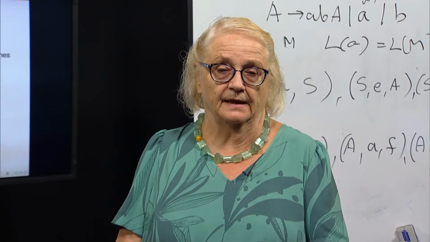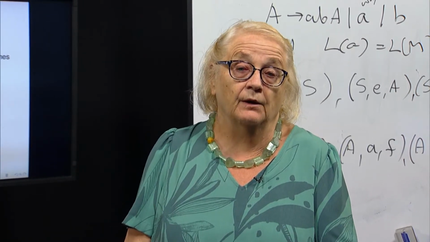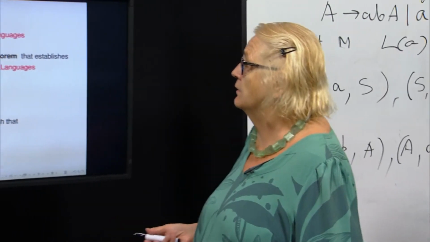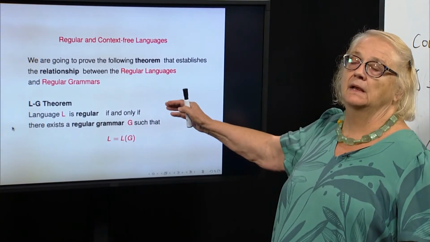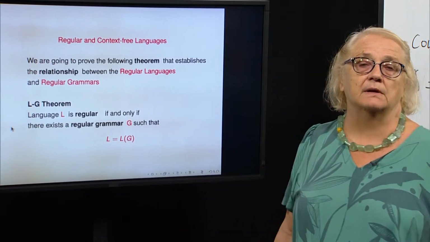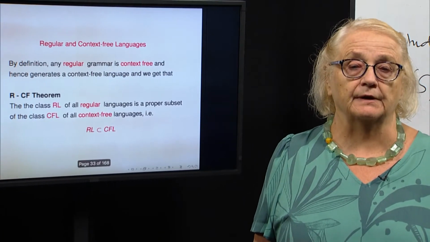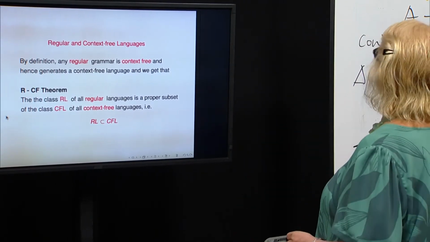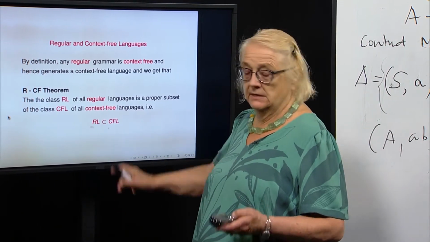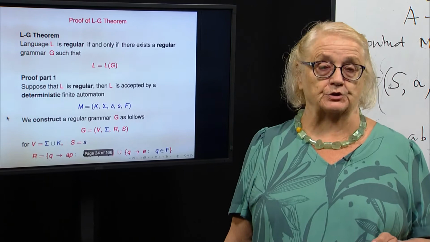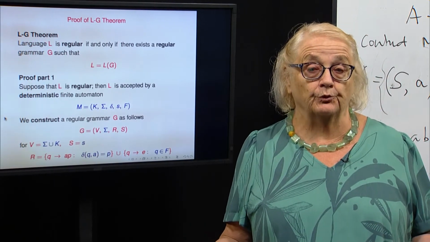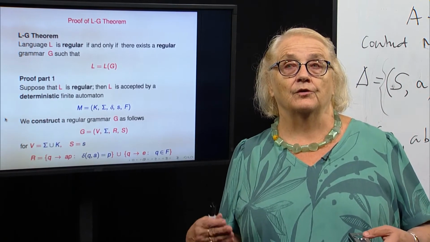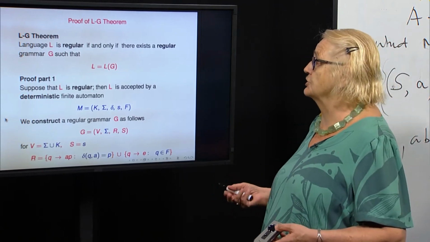Okay, so let's go on, and there's more. So here we can prove now in a similar way the theorem that a language is regular if and only if there exists a regular grammar such that the language is the language of the grammar. And that would prove that the class of regular languages is a subset of the class of context-free languages. So I have now to prove in a general way the other side, what's happening when the language is regular.